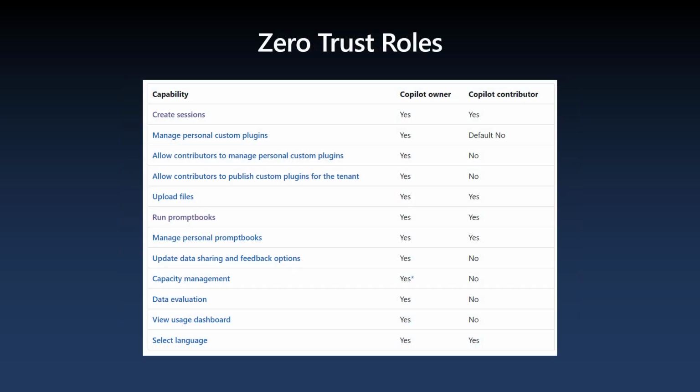In terms of the roles itself and the privileges within those roles, here's a bit of a breakdown, with Copilot Owner on the left and Copilot Contributor on the right, and then you've got the yes and no within the set columns, i.e. run promptbooks, capacity management, where Copilot Owner is yes, Copilot Contributor is no, data evaluation, and there's plugins as well, which is quite important if you want to integrate the likes of ServiceNow, Sentinel, and all that lovely stuff.